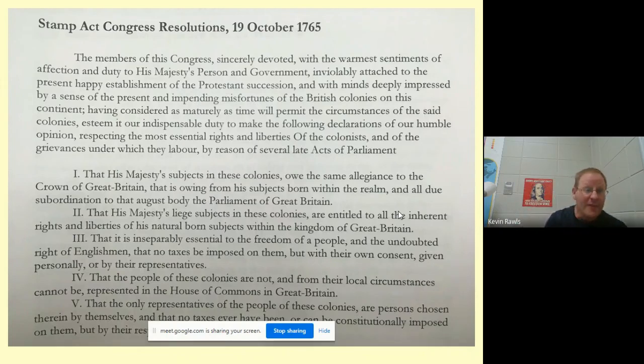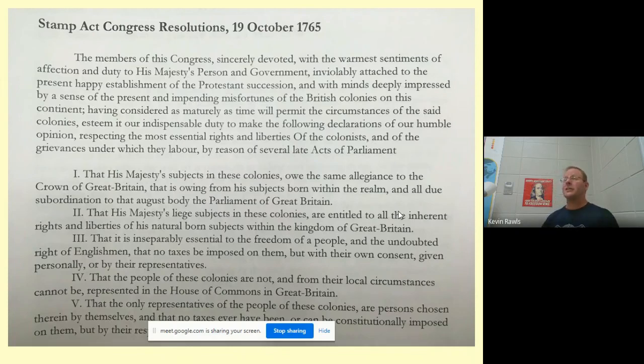Next one's important. The people of these colonies are not, and from their local circumstances cannot be represented in the House of Commons. So that shows you right then and there, already in 1765, the ones at the top who put this out there have already said what about representation? It can't happen. They cannot be represented in Parliament. So what do they want? They want it the way it used to be. We don't want to send representatives over to Parliament. We can't be represented. All right.